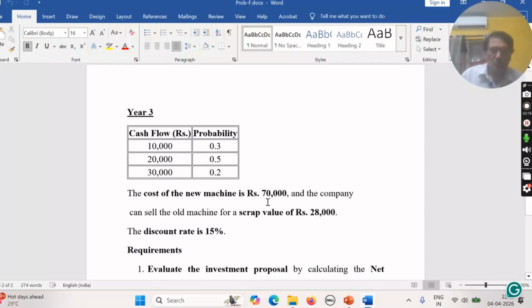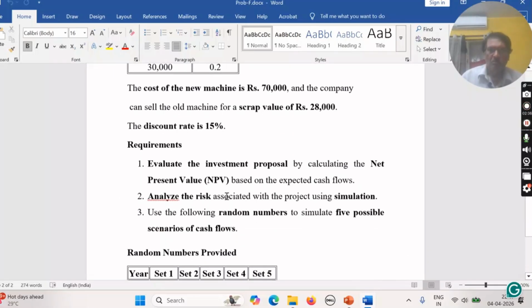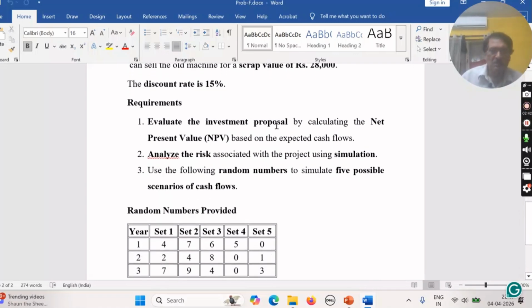The cost of the new machine is rupees 70,000 and the company can sell the old machine for a scrap value of rupees 28,000. The discount rate is 15%. Now, what you have to calculate? Requirements. First, evaluate the investment proposal. Should we accept the investment proposal? By calculating the net present value based on the expected cash flows. This is the first requirement.